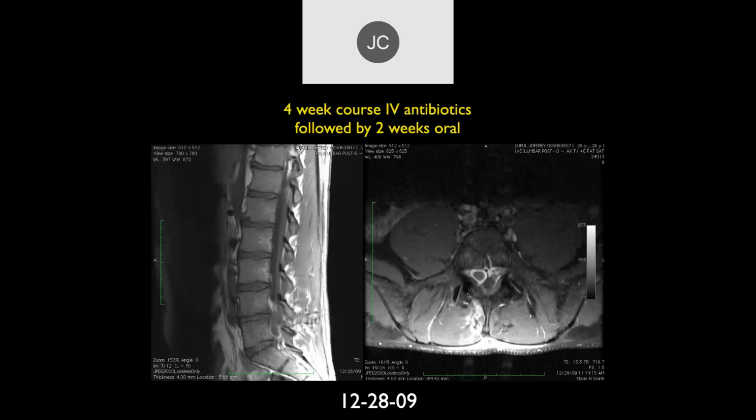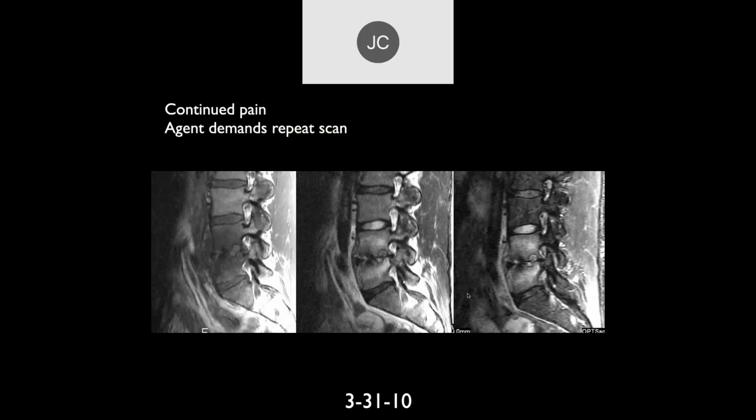So they did put him on a 4-week course of IV antibiotics, followed by 2 weeks of oral antibiotics. And then they followed him, and he started having increased pain. And finally, in March, he came back for another study. Did he finally have it drained? Not at this point. Now it looks like there's complete disc height loss and erosive changes of the end plates. So I'd be concerned about discitis, osteomyelitis.